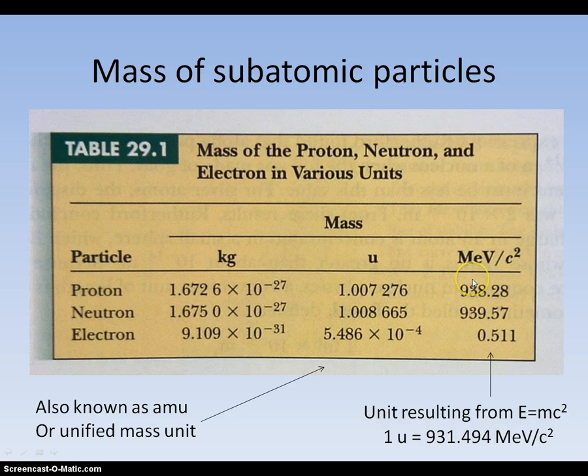Now, the other unit for mass that we can talk about uses that equation of Einstein's special theory of relativity. If we solve this equation for mass, you get energy over speed of light squared. The energy unit that we use here is mega electron volts, so mega electron volts per speed of light squared. That gives you a unified mass unit of 1 being approximately equivalent to 931 mega electron volts per speed of light squared. So it's just another way of representing the mass of subatomic particles.